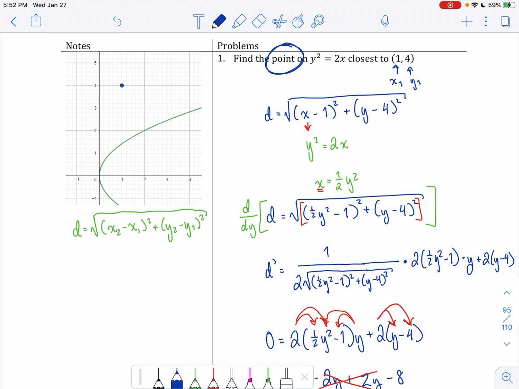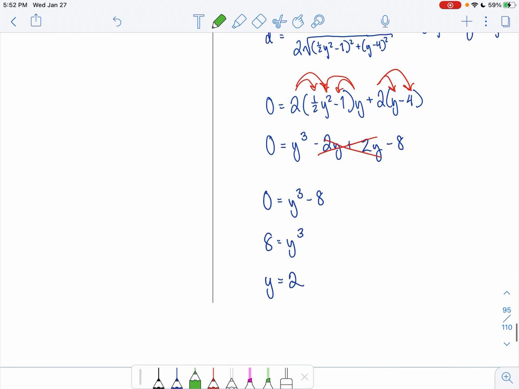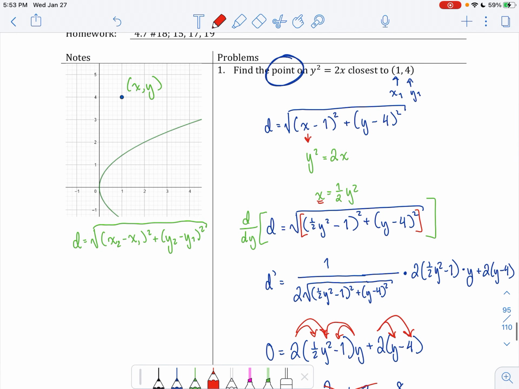Now it asks for the point closest, which means my answer should be in the form of (x, y), just like a point. If y is equal to 2, I know that x is equal to 1/2 y squared. So x is equal to 1/2 times 2 squared, which gives me 2 for x, because that's 1/2 of 4. The point is (2, 2). If I want to check that work in the picture, the point (2, 2) is here. That worked out very nicely.